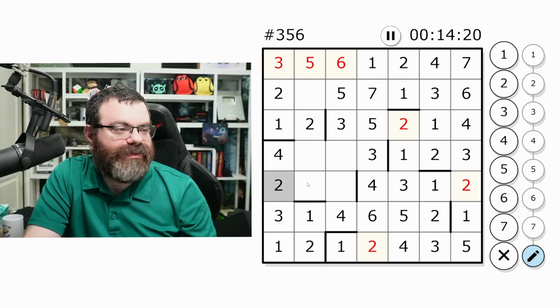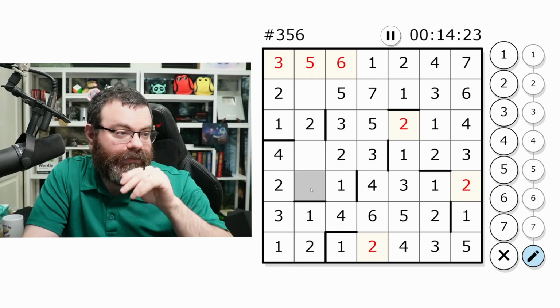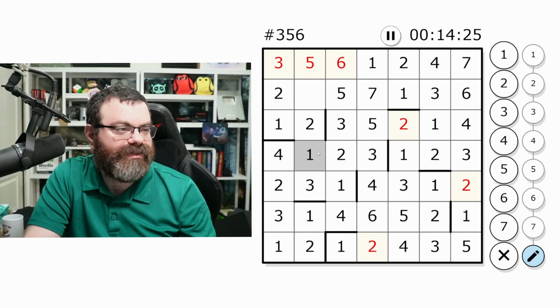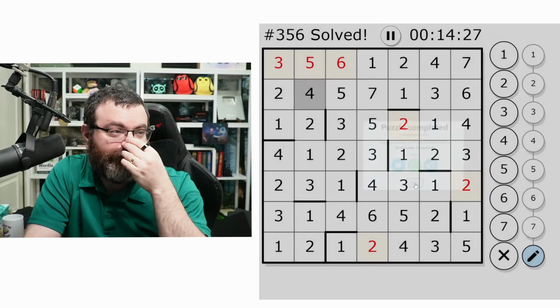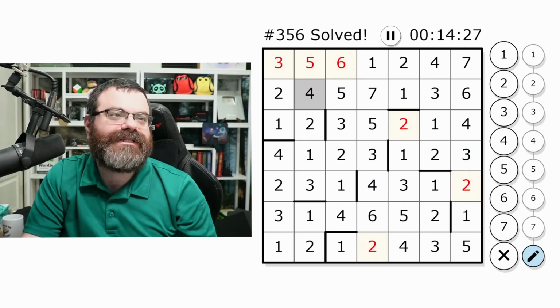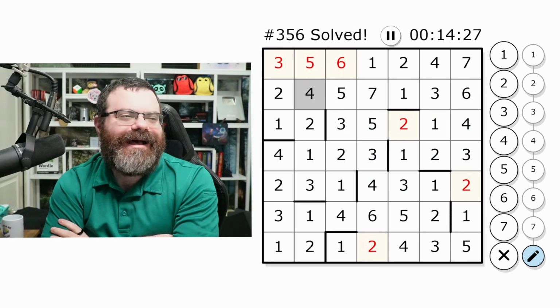Now here we need 1 and 2. This 2 tells us that's 1, that's 2. This row finishes with a 3. This row finishes with a 1. This column finishes with a 4, and we're done. Or the row. All right, obviously this would not normally take me 14 minutes and 27 seconds.